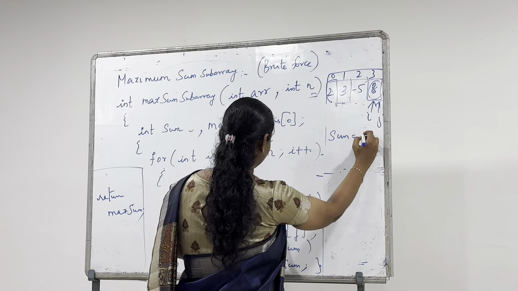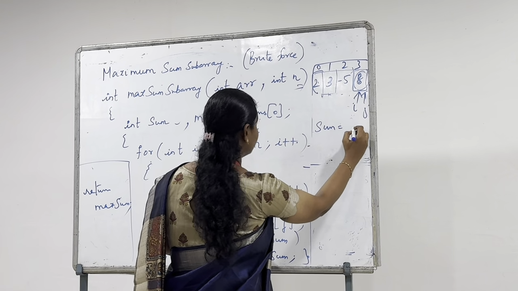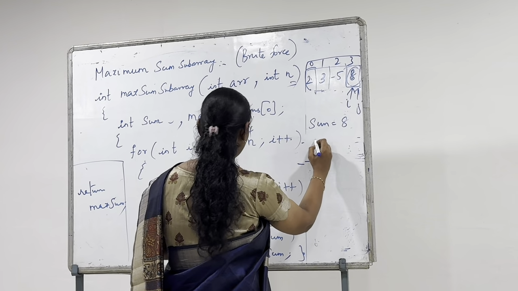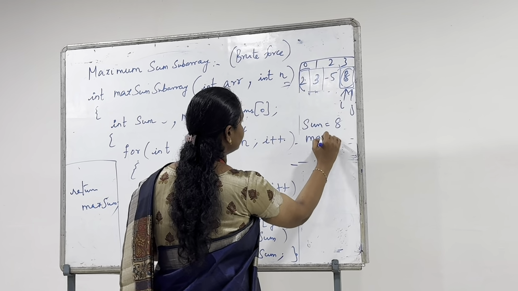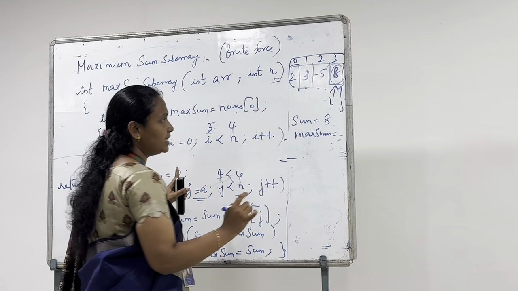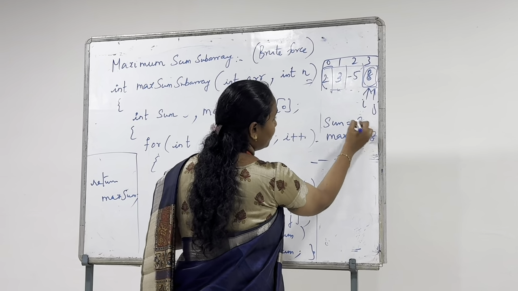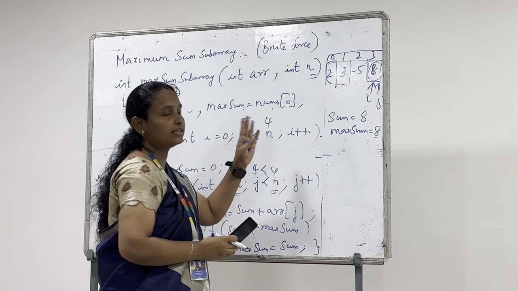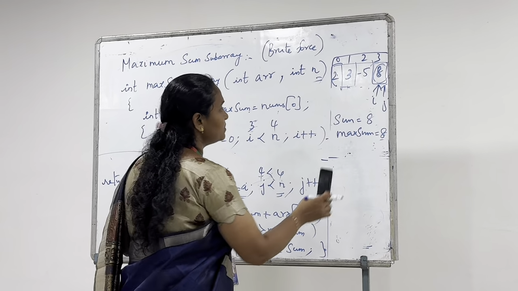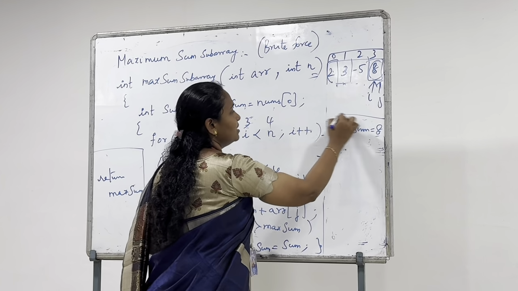8. It is 0 plus 8, and then the maximum sum, which is the previous maximum sum, it was 8 and now we compare it with this sum, the maximum sum and the sum. 8 is equal to 8, so there is no change. The maximum sum still is 8. So this is the final answer.